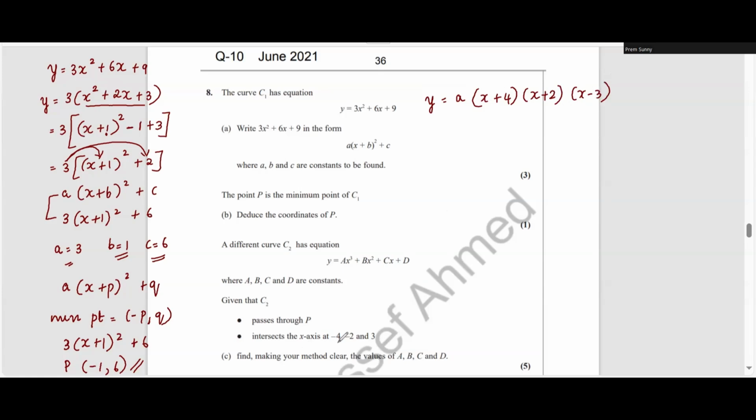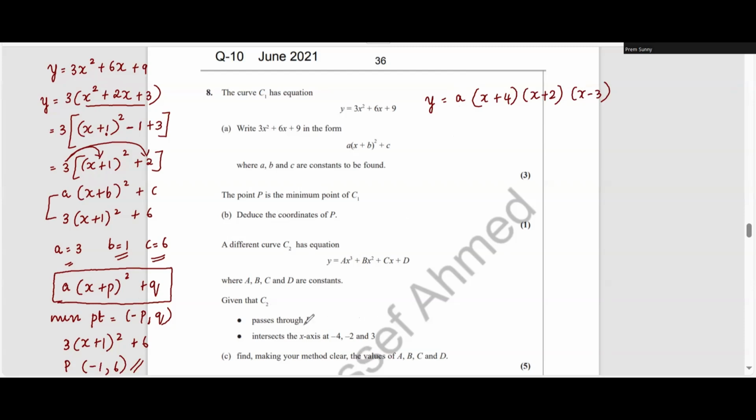Because to get the value for x as minus 4, it should be x plus 4. To get the value for x as minus 2, it should be x plus 2. And to get the value for x as 3, that means it should be x minus 3. And there can be a coefficient here. There can be a coefficient, same as in the completing the square method, where we have one a outside, that coefficient a. Similarly, in this case also, first of all, we need to find out what the a value here is.